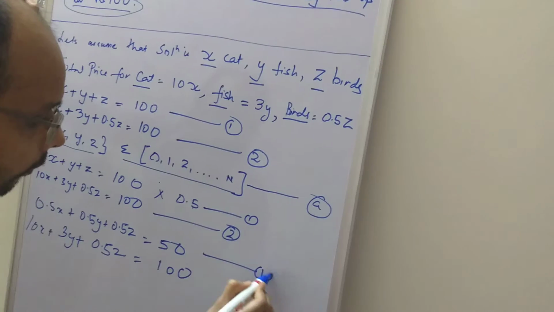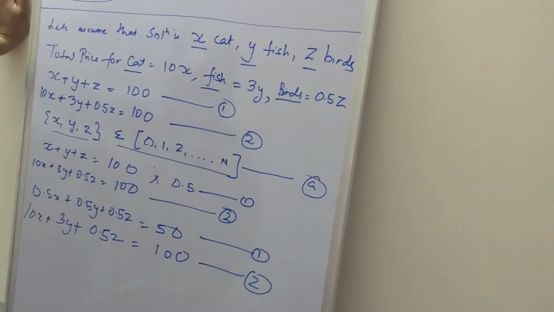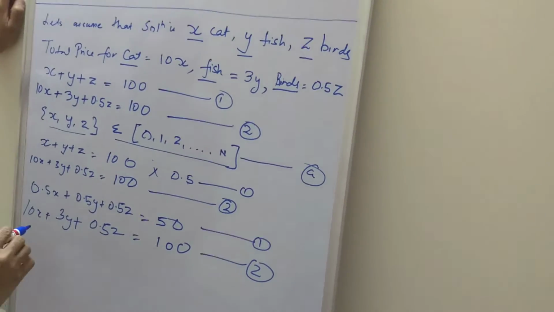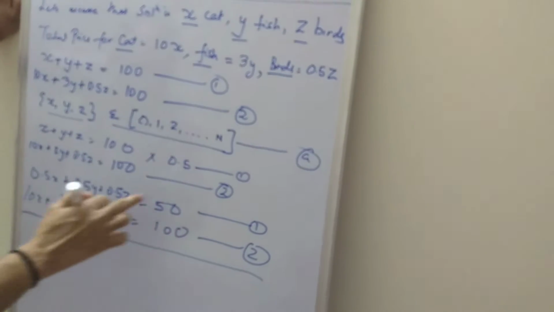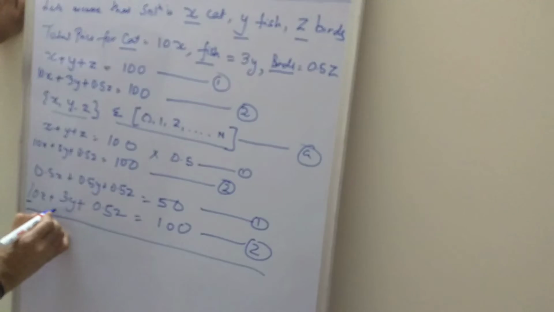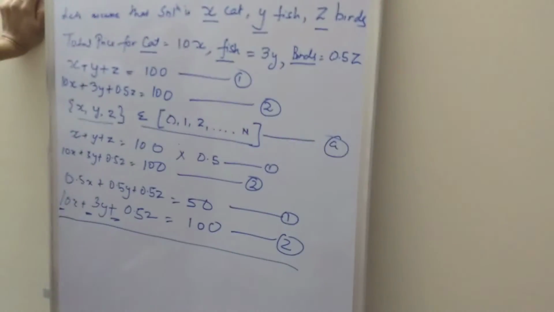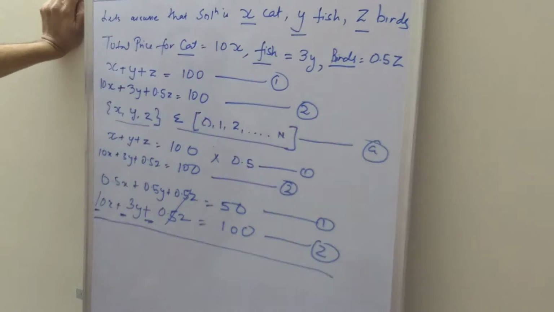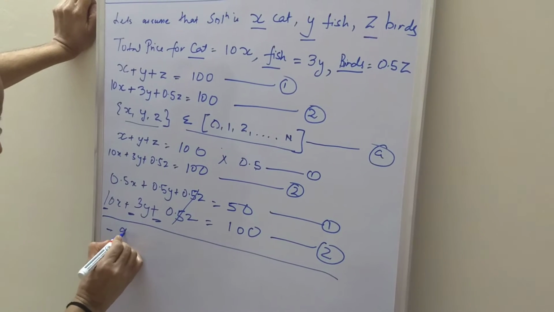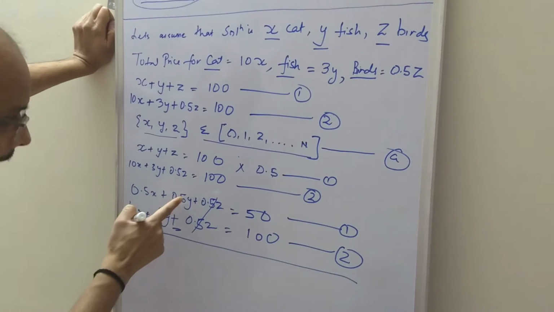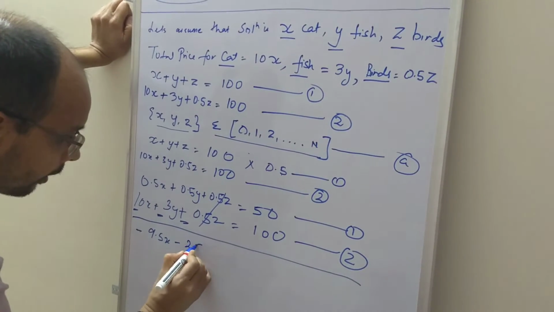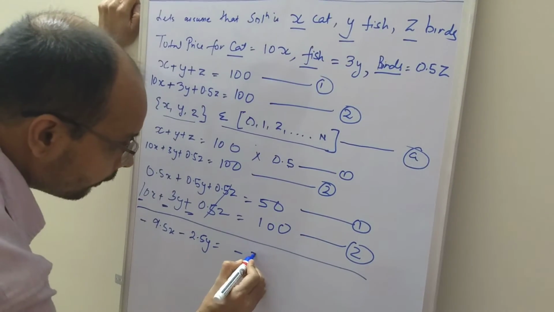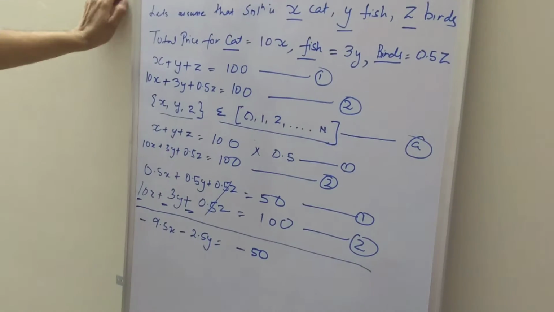Again, two equations. Now how can you solve this? Very easy, you know. You subtract the second equation from the first equation. So if you do minus, minus, minus, you will cancel this out. We are left with 9.5x, and 0.5y minus 3y is minus 2.5y, equal to minus 50.